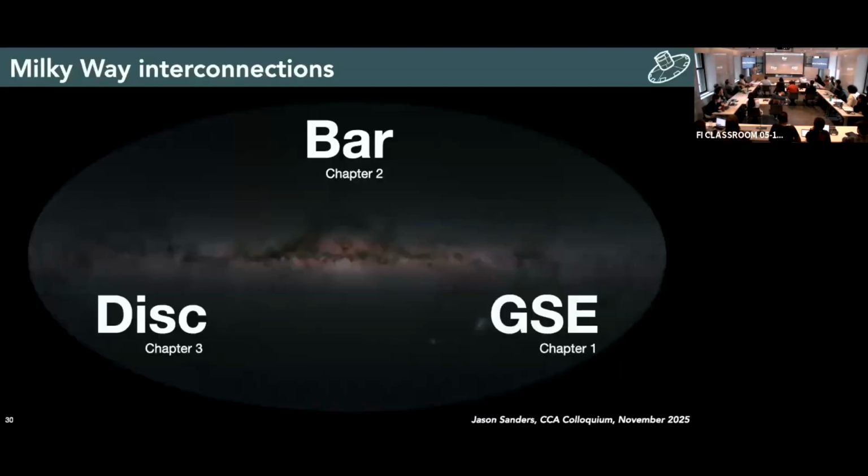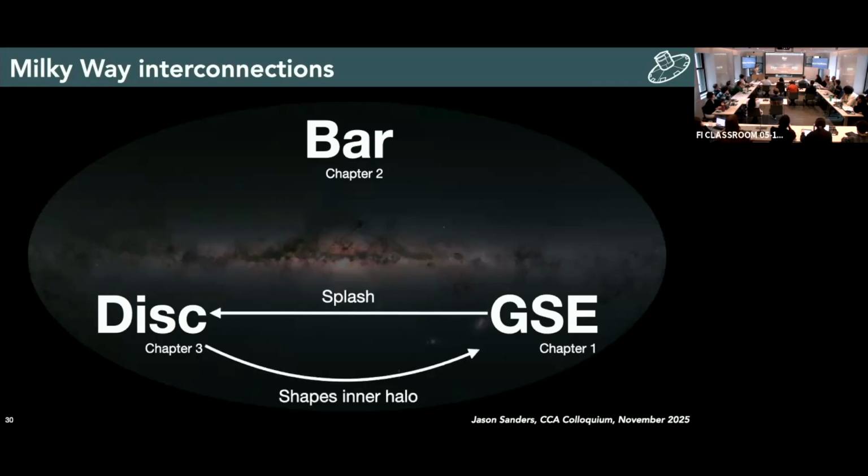Okay, so that's essentially the talk. Just to summarize then, I hope what I've demonstrated is the three parts of a whole. So it's three separate sets of results, but I've tried to really emphasize how interconnected these different components are. So the GSE, for instance, produces these splashed up disk stars. But in return, the disk is now shaping the distribution of the GSE material that we see today.